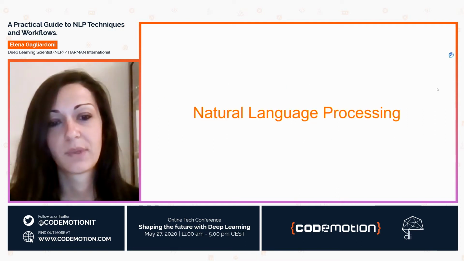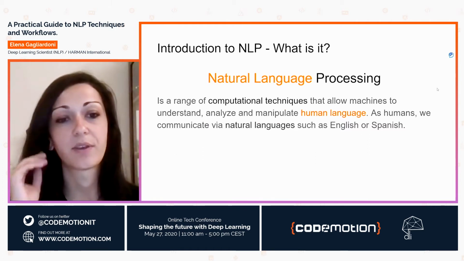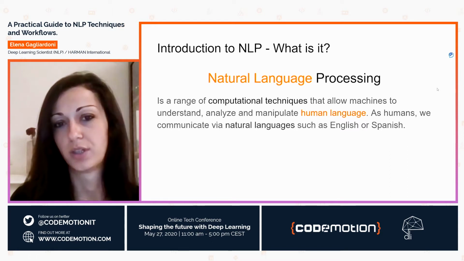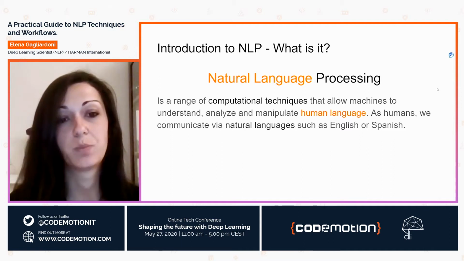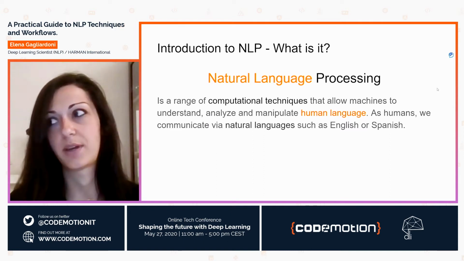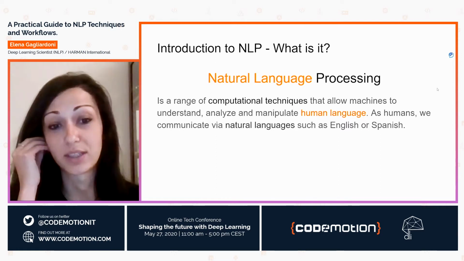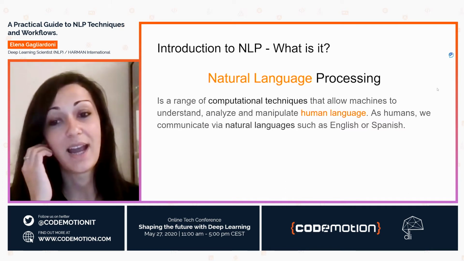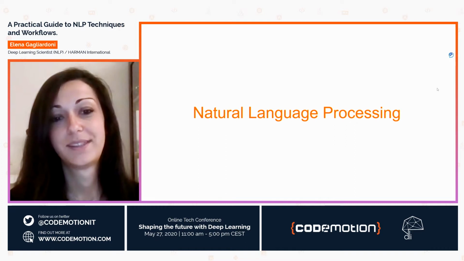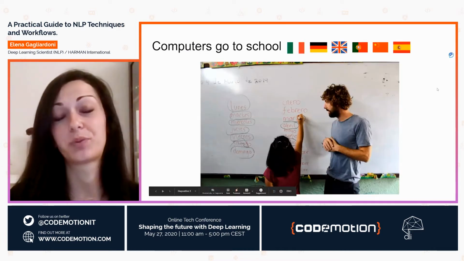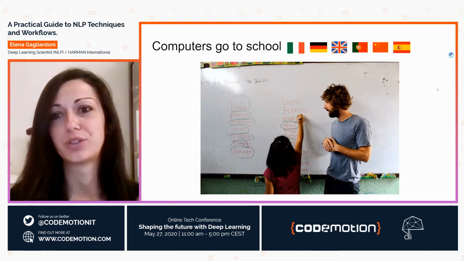So let's start with a very short introduction to natural language processing. When I think about natural language processing, I think of it as separated into two parts: the natural language, and the processing. Natural language is all the languages that humans actually use to communicate with each other, and processing refers to the computer, so how a computer, a machine, carries out the instruction, the information. So natural language processing is a range of computational techniques that allow machines or computers to understand, analyze, and manipulate human language. It's like computers go to school to learn to write, to speak, and to read in Italian, or in English, or in Chinese, or in Spanish.